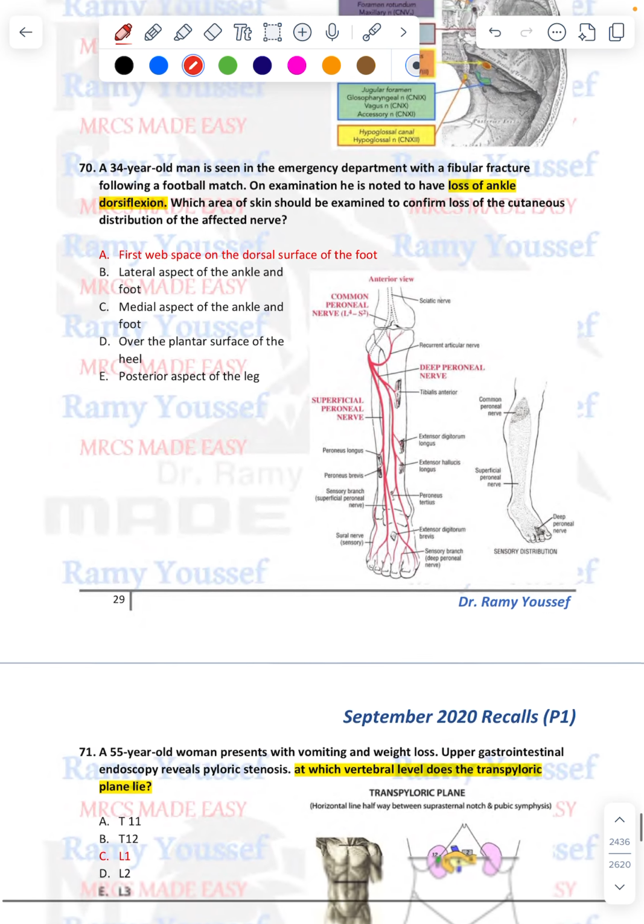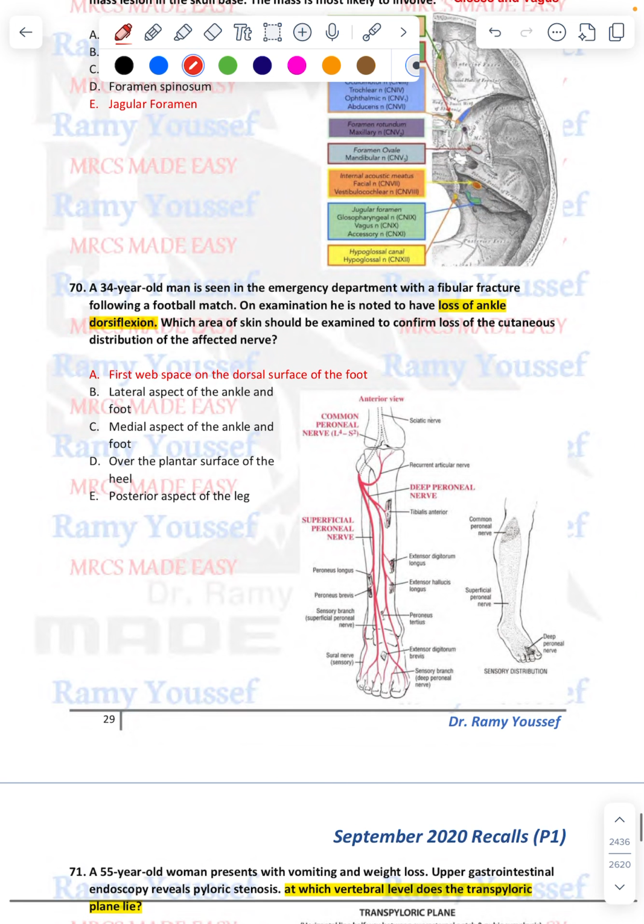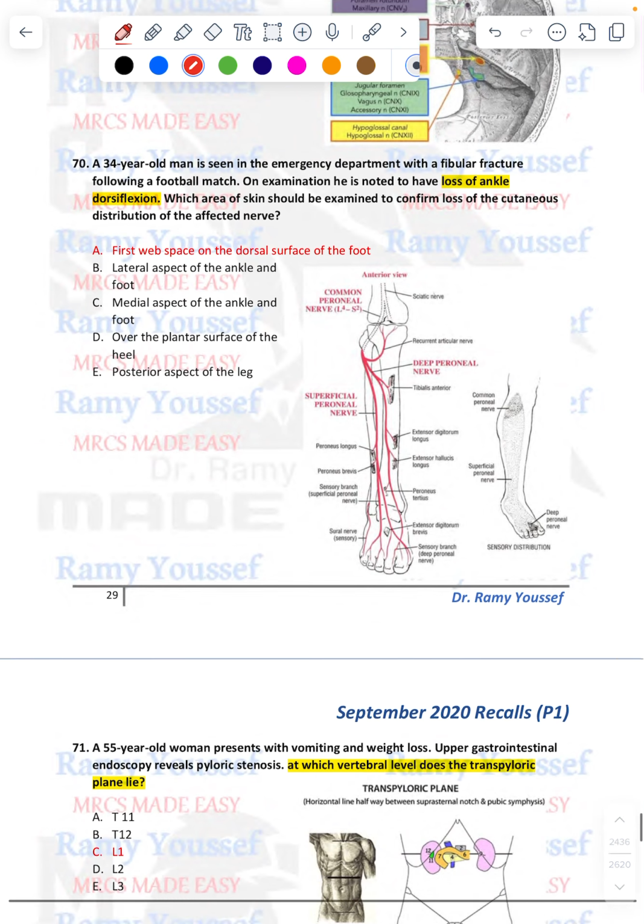A 55-year-old presents with vomiting and weight loss. Upper GI endoscopy reveals pyloric stenosis here. Which vertebral level transpyloric? L1.